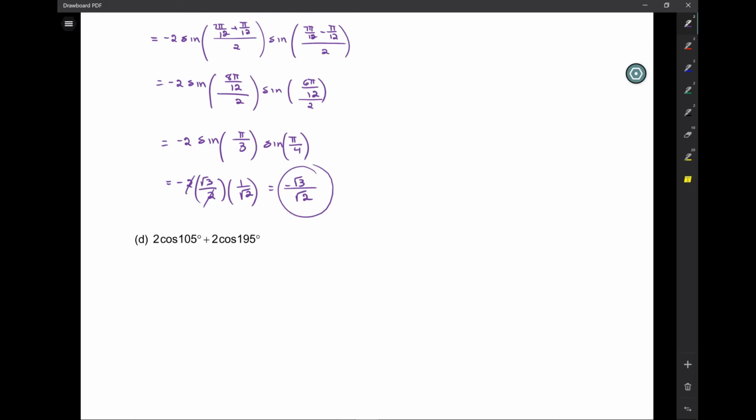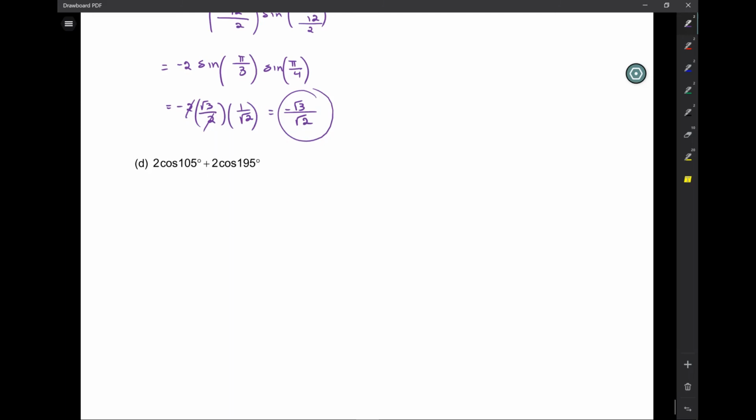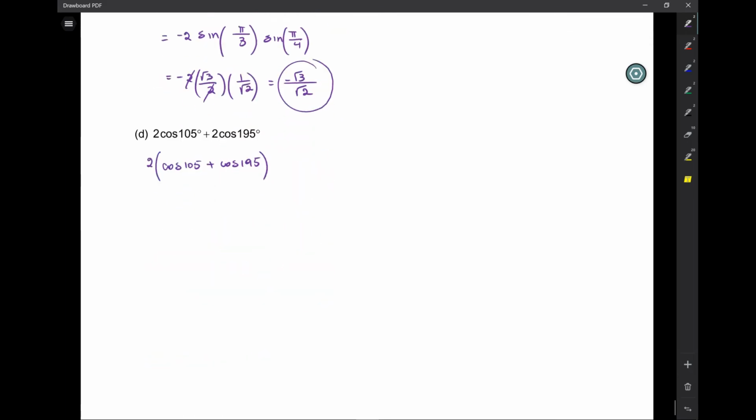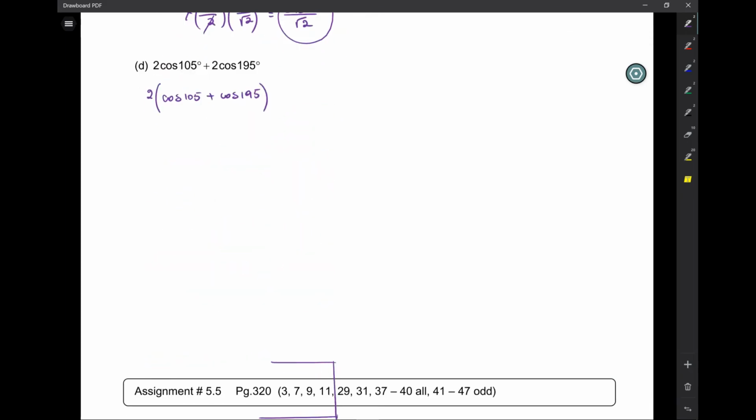Negative root 3 over what? I have a 2 and I have a 2. What am I going to do with those 2's? We can't just divide it out because it's not an equation, but I can factor it out. And now I have a sum to product again, right? It's cosine plus another cosine, so it's sum to product number 3.